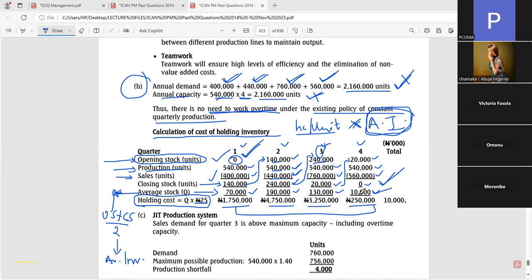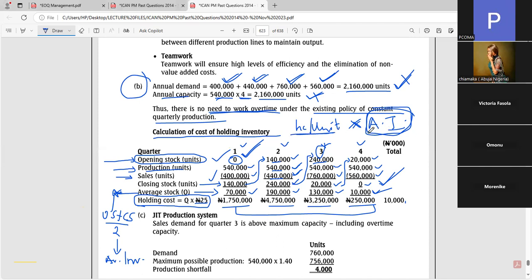It's simple. So just understand that you are looking for holding costs. And the formula for holding cost is what? Holding cost per unit multiplied by average inventory. Holding cost per unit is already given to us in the question as 25 naira.